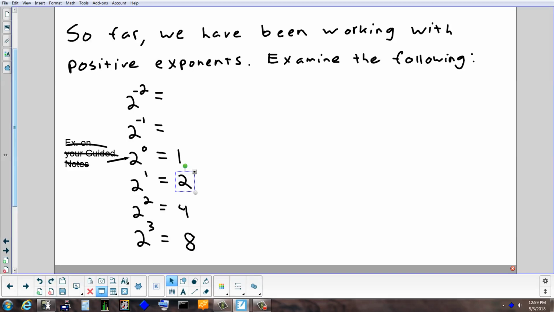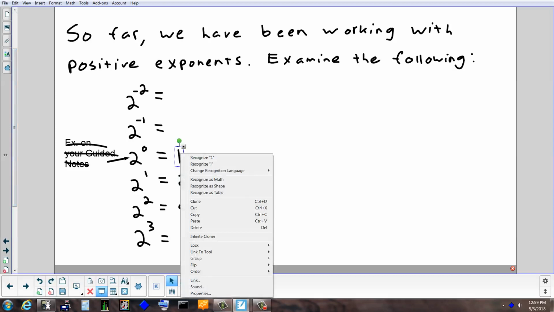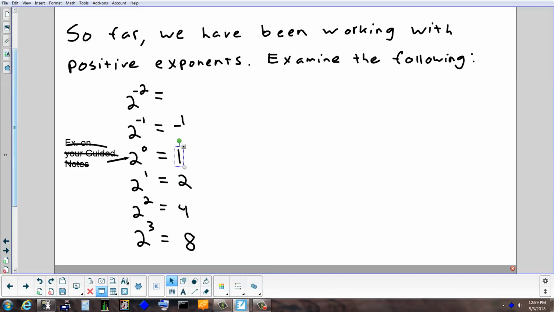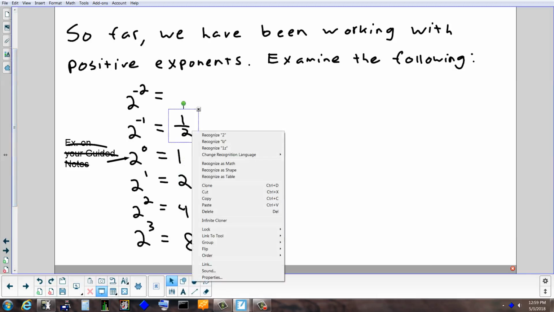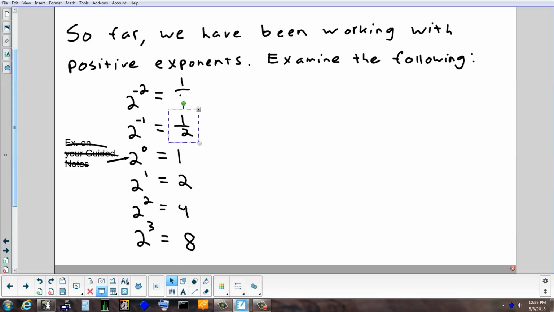Now, let's keep going. What's half of 1? 0.5. A half, or 0.5. What's half of a half? A fourth. Okay? So what I'm trying to show you with negative exponents is that negative exponents are fractions. When you have a negative exponent, it's a fraction. All right? So there will never be like a negative fraction? No, we're not going to have that. We're just going to have negative exponents.